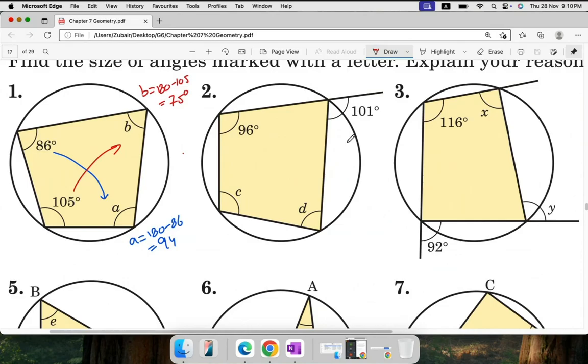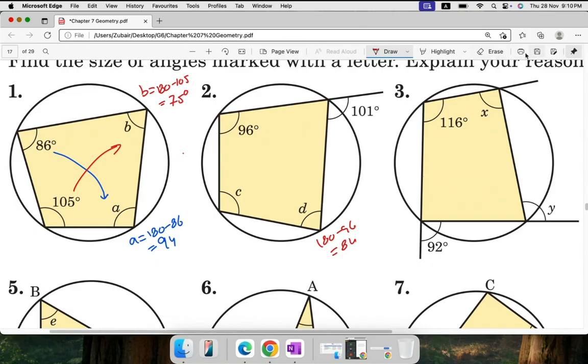Are you getting it? Question 2. Yes, sir, I'm getting. So D is 84. Correct. And C is 101.